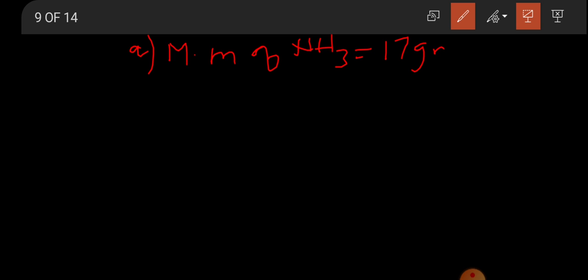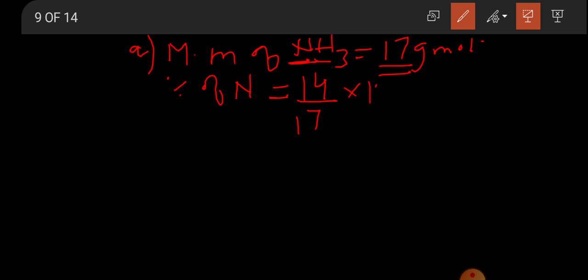17 gram per mole. Mass of nitrogen is 14, mass of 3 hydrogen atoms is 3, 14 plus 3 is equal to 17. So what is the percentage by mass of nitrogen in ammonia? Percentage by mass of nitrogen is the mass of nitrogen, 14, divided by the total mass, that is 17, multiplied by 100. So the answer will be 82.3%.